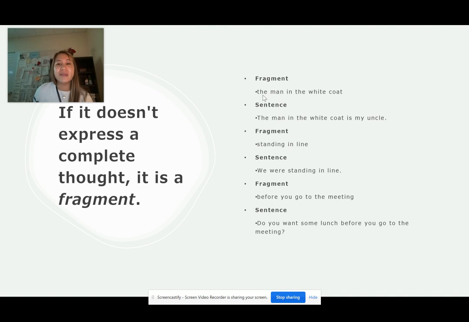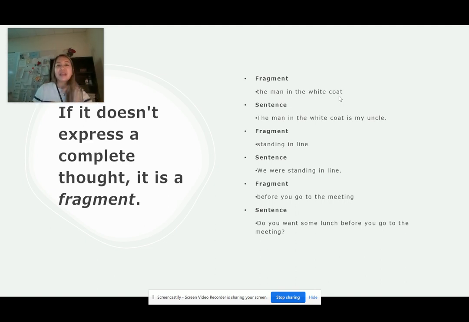So we have here: the man in the white coat. That is a fragment. Why? Because what's going on with the man in the white coat? Who is the man in the white coat? What is he doing? So the idea is not complete. The thought is not complete. Therefore, that is a fragment.